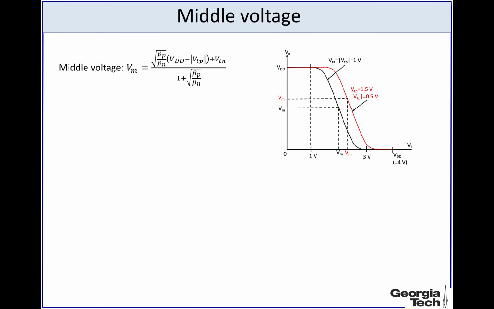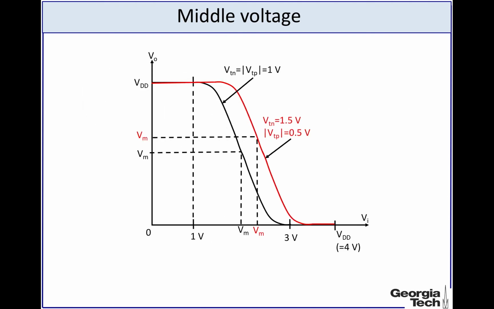All right, so now the question is, what kind of inverter characteristics do you want? Do you want a symmetric voltage transfer curve with a middle voltage of VDD over 2, or do you want a voltage transfer curve that is shifted to the right or shifted to the left?